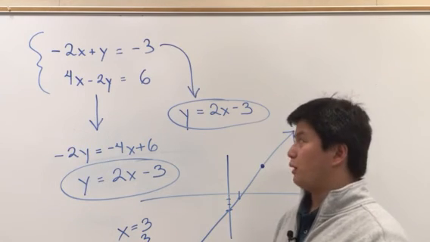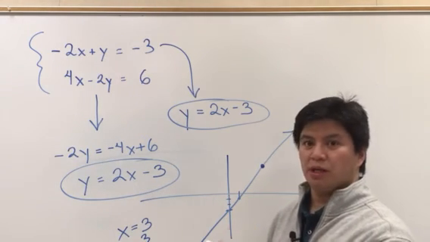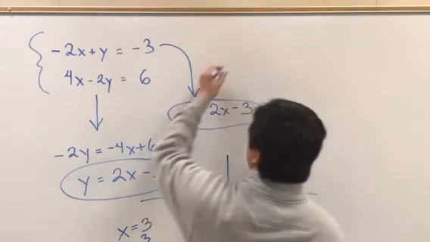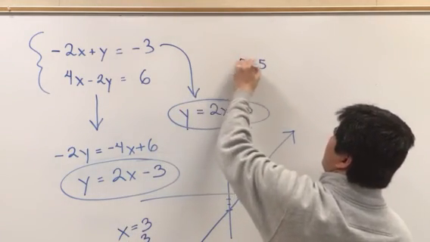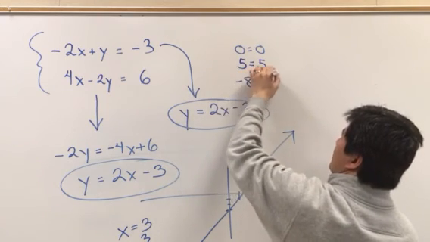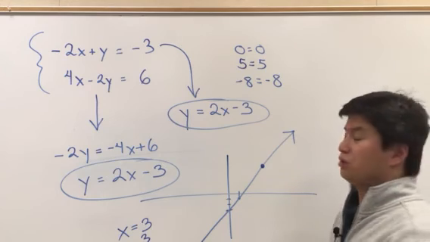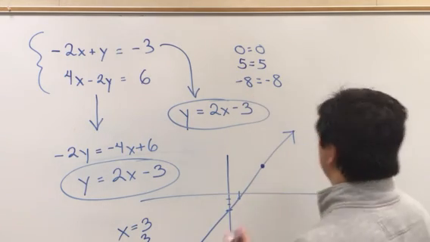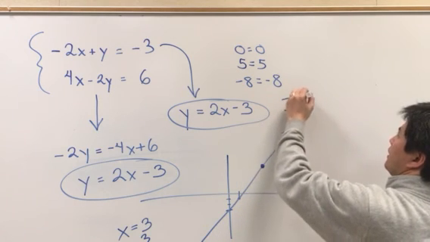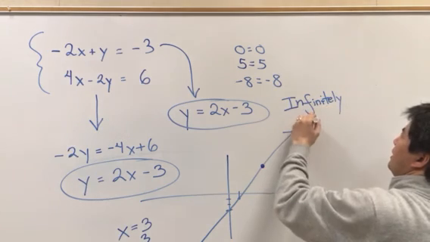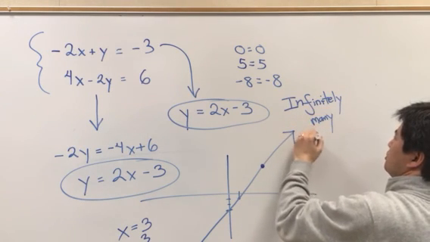So in a situation where you end up with 0 equals 0, or any number equals that same number, 5 equals 5, 0 equals 0, negative 8 equals negative 8. Anytime you come up with a solution that looks like this, your ultimate conclusion is that there are infinitely many solutions.